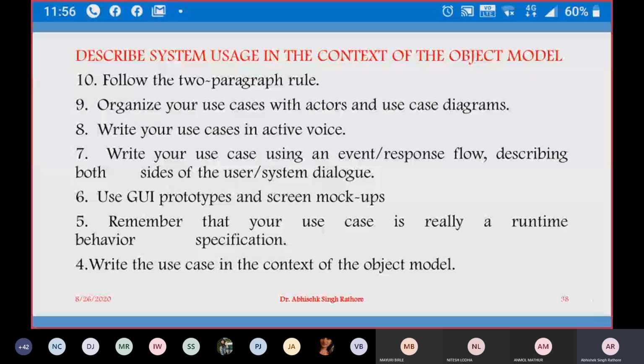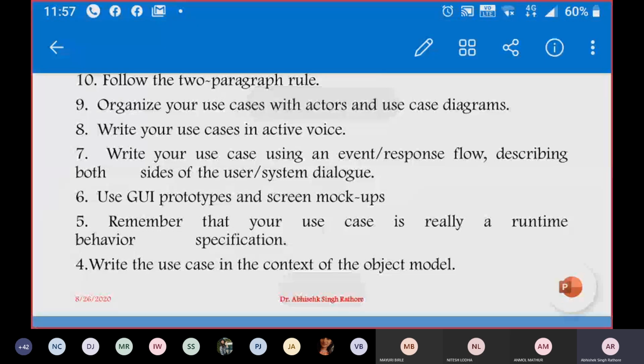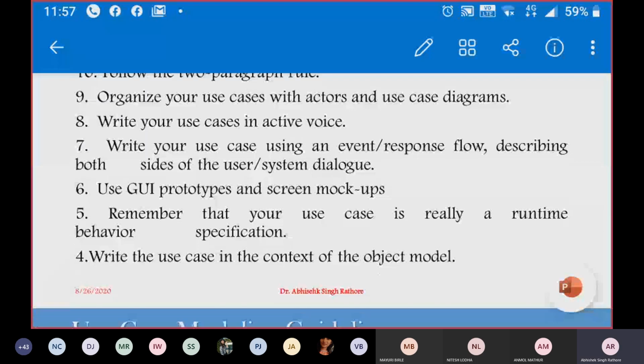So when you are trying to develop a use case, you have to include what the users and the system are capable of doing, and you have to take actions. So a user makes some actions and the system will provide the reaction. Again, the system makes an action and a reaction will be provided from the system. So we have to go for the event response flow for developing these use cases.